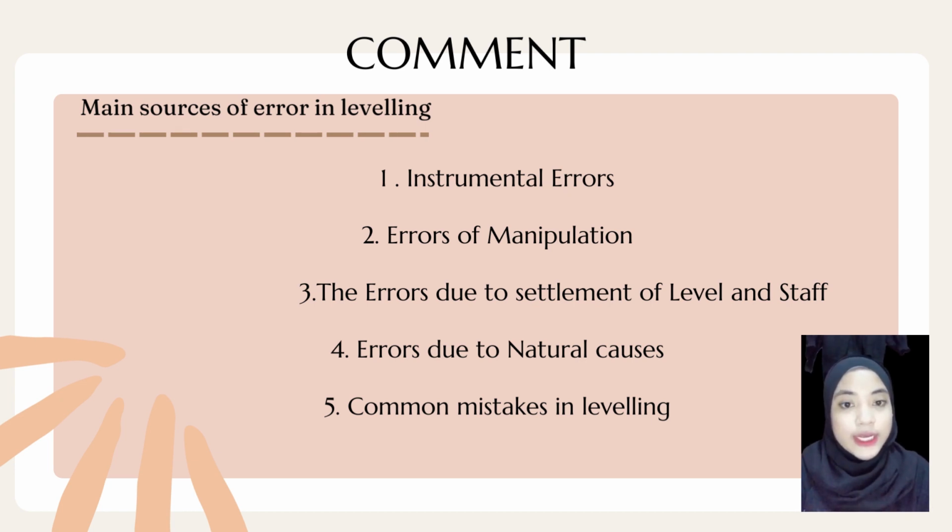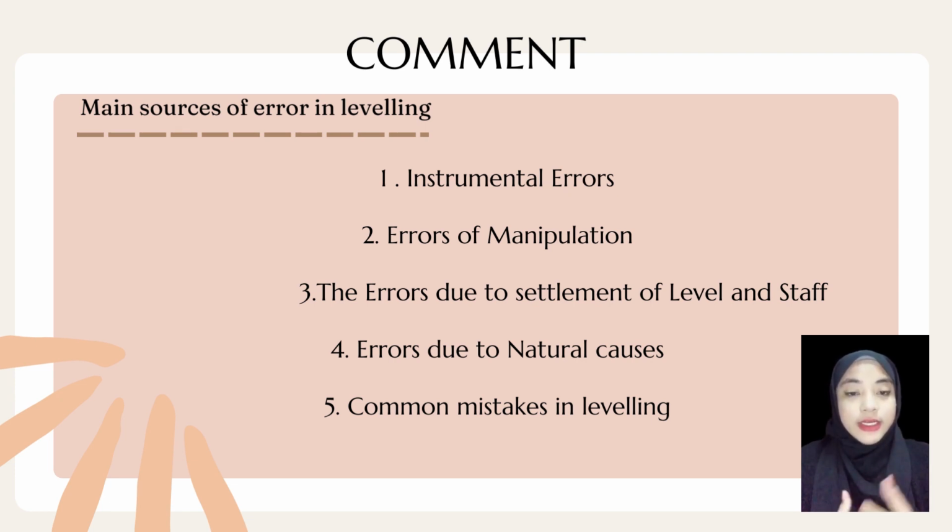We move to the second main source of error in leveling, which is error of manipulation. Error of manipulation also has causes. First is careless leveling up of the instrument. Second is the bubble not being central at the time of taking the reading. Third is the parallax not being removed properly. And the last cause is the staff not being held vertical.